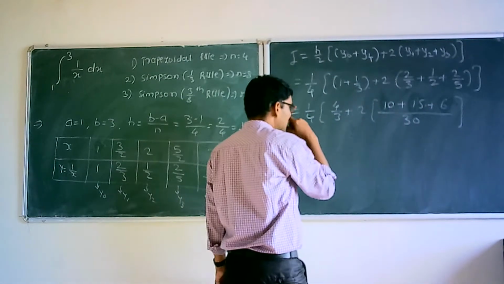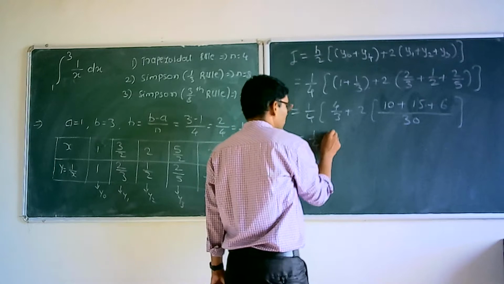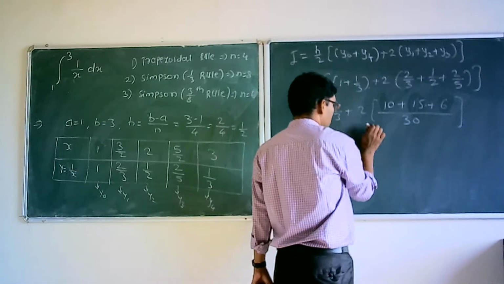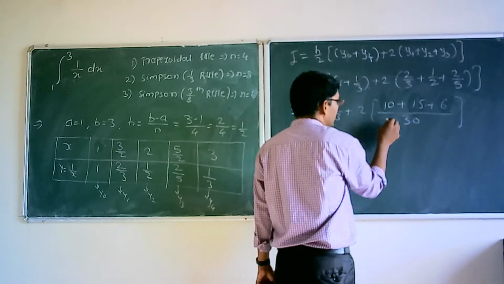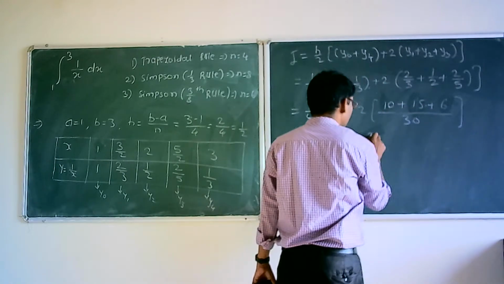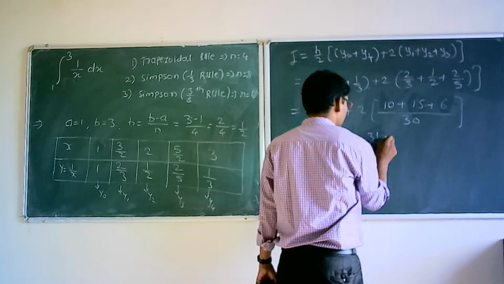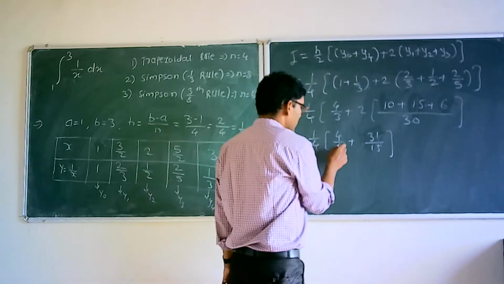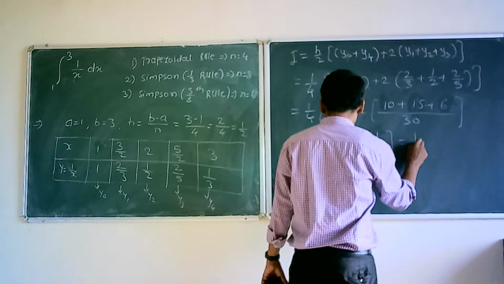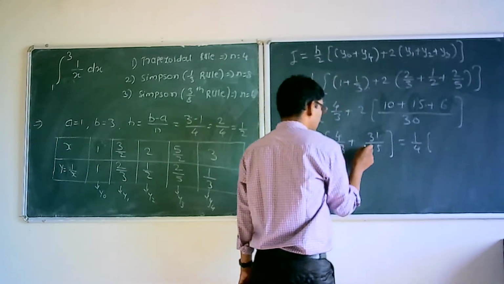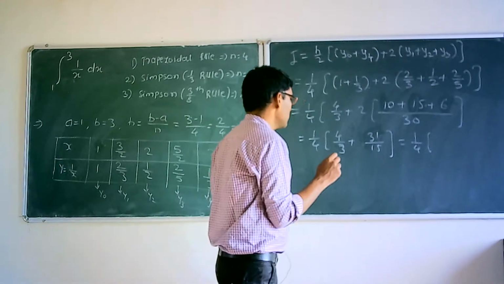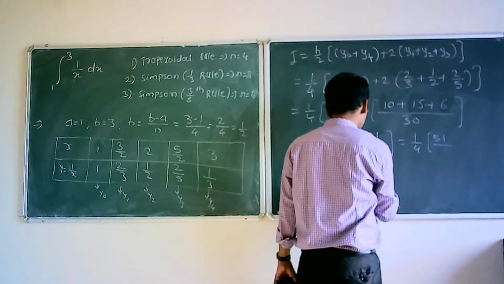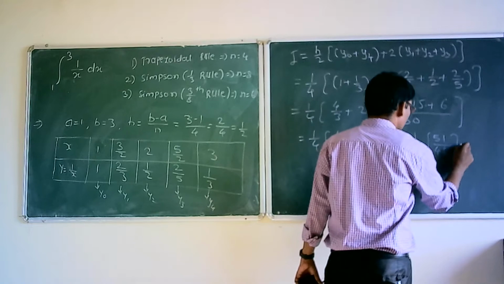So if you solve this, it is equal to 1 by 4, 4 by 3 plus 2 inside the bracket. So if you divide this by 30, you will get 25 plus 6, 31 by 15. Again, if you simplify this, here multiply by 5. So 1 by 4 inside the bracket, 5 times 4 is what? 20. 20 plus 31 is what? 51 divided by 45.